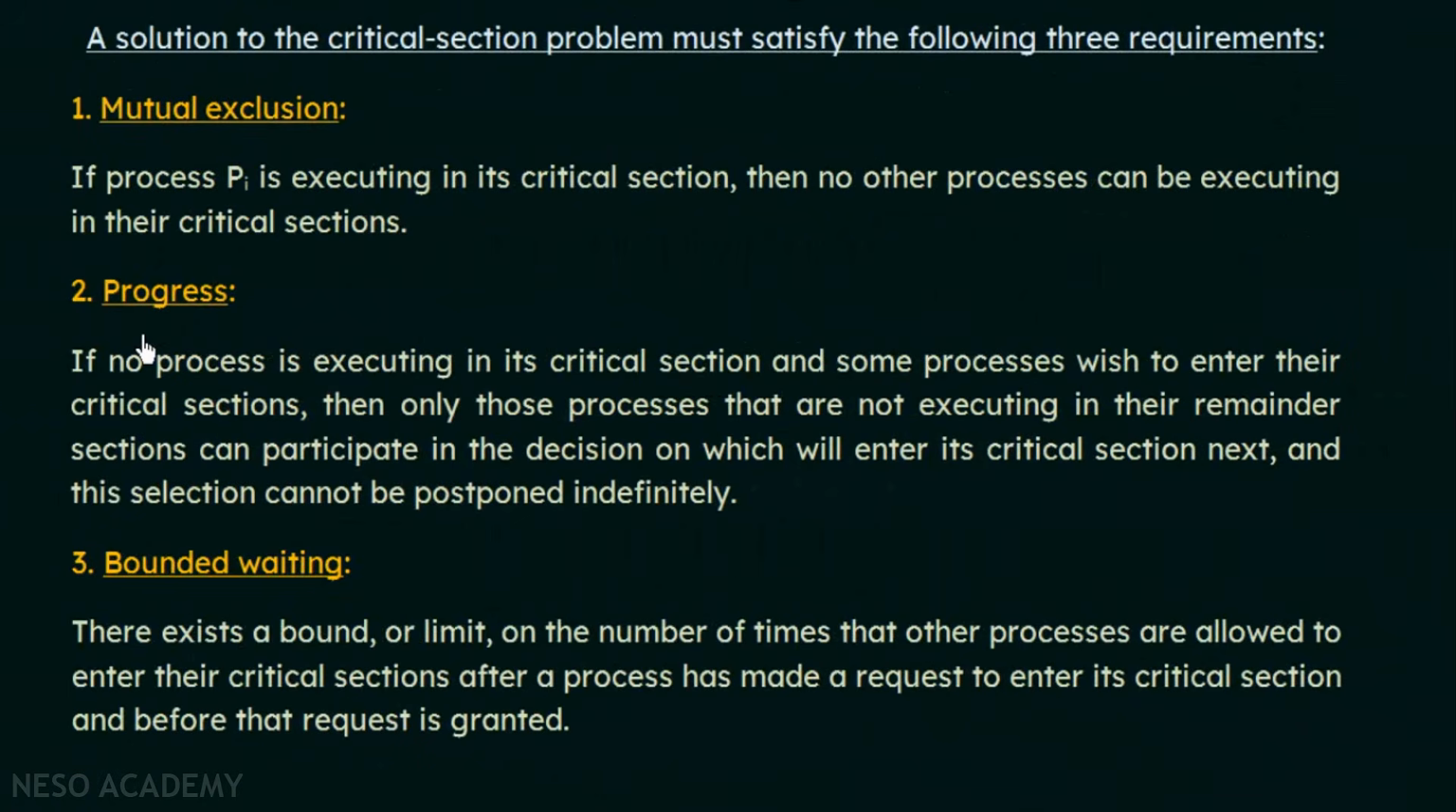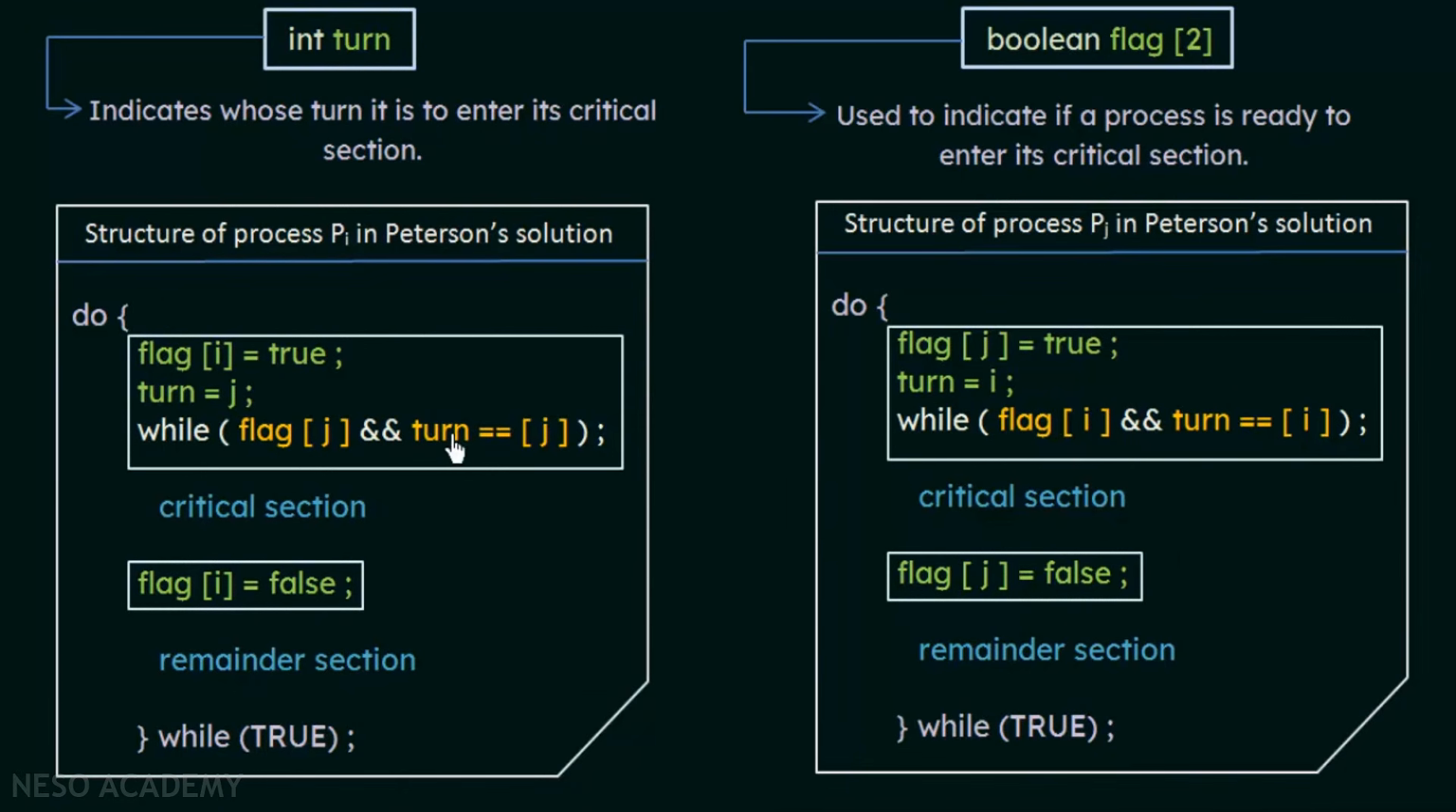Now let's see about progress. Progress states that if no process is executing in its critical section and some processes wish to enter their critical section, then only those processes that are not executing in the remainder section can participate in the decision on which will enter the critical section next, and the selection cannot be postponed indefinitely. Here also we saw that the processes that were not executing in their remainder sections, Pi and Pj, were both not executing in remainder sections. They both wanted to enter critical sections, and these two processes are the ones that are allowed to take the decision of who should enter the critical section.